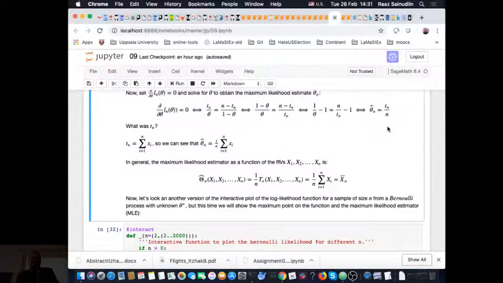Tn over n is just the sample mean in this case. So it also makes intuitive sense. The probability of seeing heads is just the fraction of heads in the sample. This is too simple of an example.